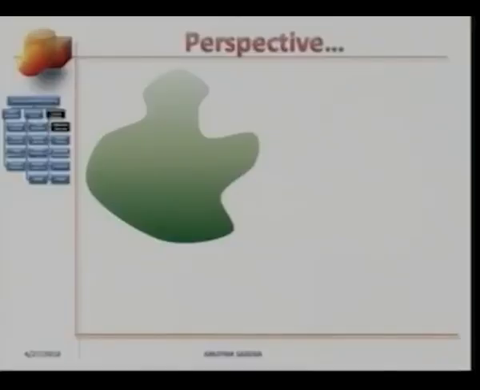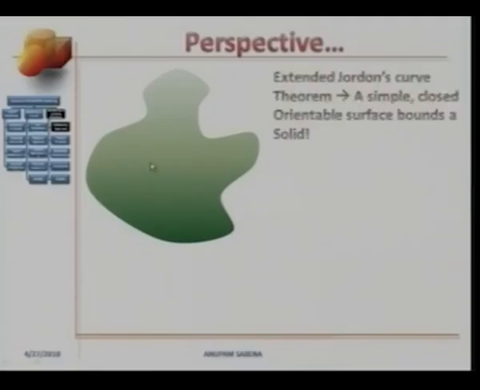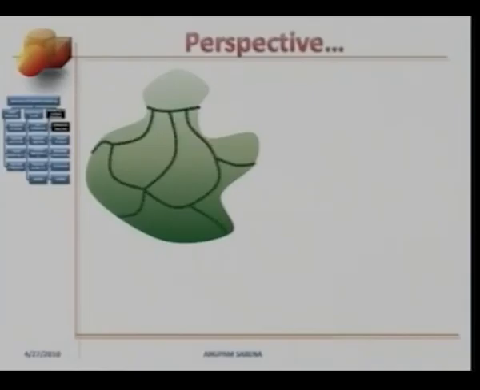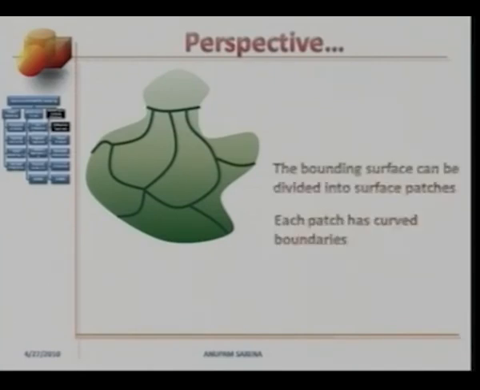Before I do that, let me put things in perspective. So we have this typical solid here, and we have based our course on the extended Jordan curve theorem, which says that a simple closed and orientable surface bounds a solid. You can divide this bounding surface into a set of patches, each of which will have curved boundaries. And each of the curves would have its respective endpoints.